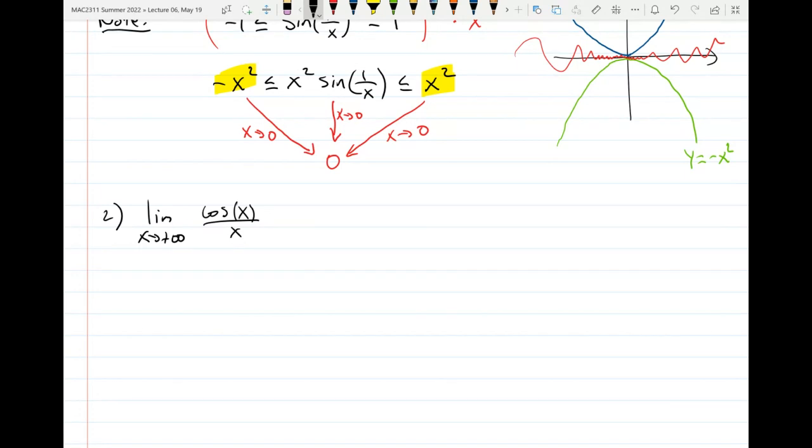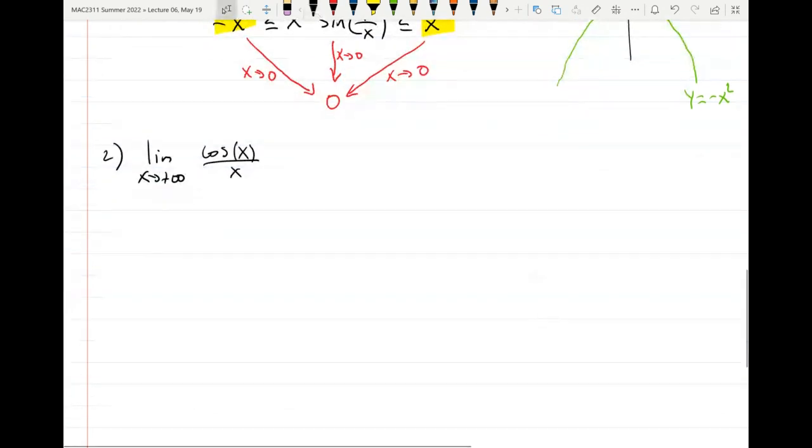Whatever happens with x, the top is trapped between 1 and negative 1, because cosine is between 1 and negative 1. And the bottom is getting bigger and bigger, because we're going to infinity, right? That x in the denominator goes to infinity. So even though the top is doing whatever it wants, in the sense that it's taking on any value between 1 and negative 1, the bottom is getting bigger and bigger, so the whole fraction has to get smaller. So we're expecting this limit to be 0 as well.